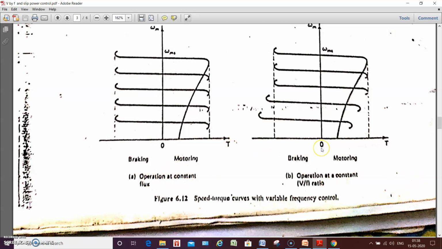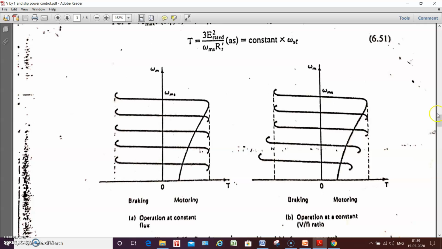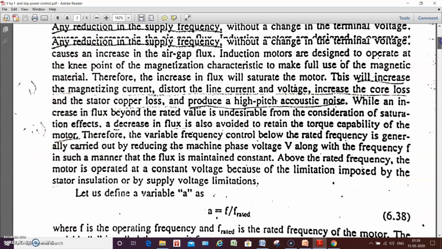I think you have understood the difference between the direct flux control method and the indirect method of keeping the flux constant by keeping the V/F ratio constant. This is the method actually followed in industries, in all VFDs, that is, variable frequency drives. Okay. So I think you understood this V/F control method clearly.